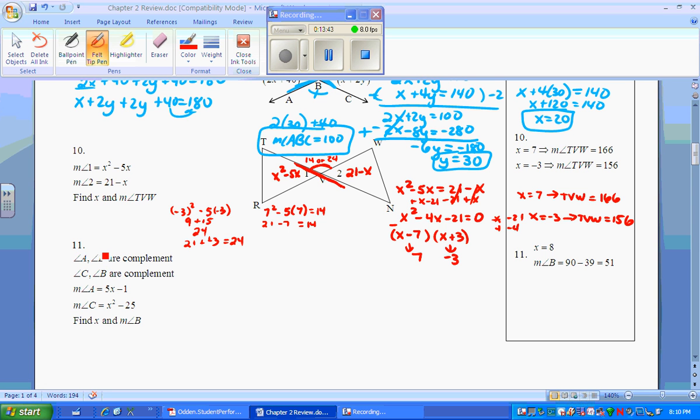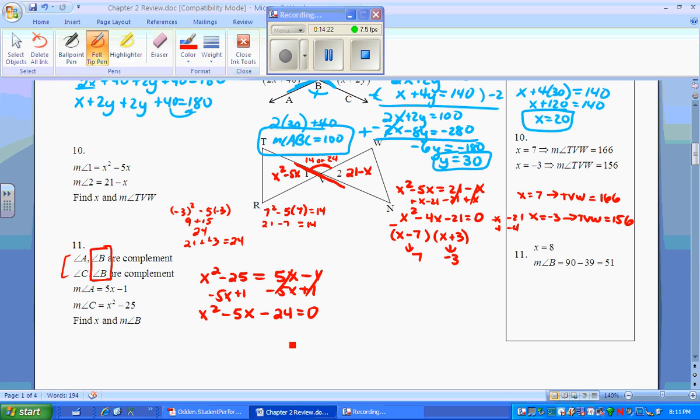We knew a rule from 2.4 that B is the same angle. And when these are complements to the same angle, the complements of the same angle are congruent. That means these two right here are congruent. So we can say that x squared minus 25 is equal to 5x minus 1. This is what we can factor. We have an x squared, so let's minus the 5x and add the 1 over. Minus 5x, add 1. So we get x squared minus 5x minus 24 equals 0.